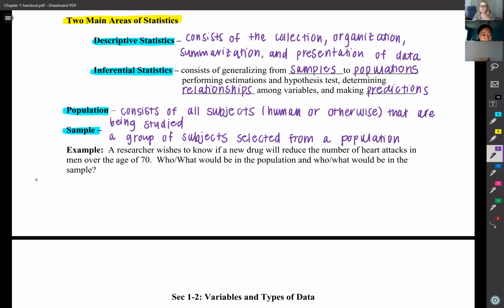So when we're doing something, we're always taking a sample. You don't usually do a study on a whole group of people. The only time that you'll see that is with something like the national census, like I mentioned earlier. That's something that we do on the whole population.